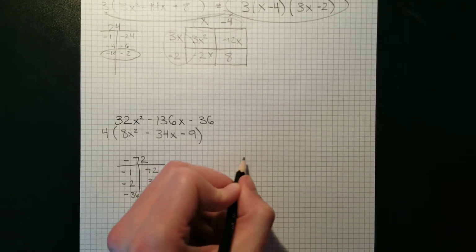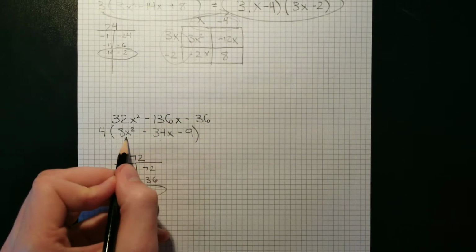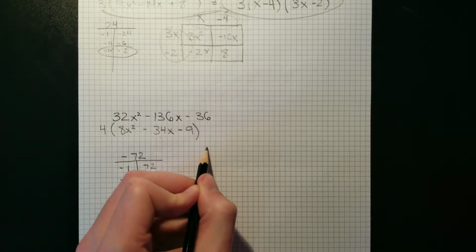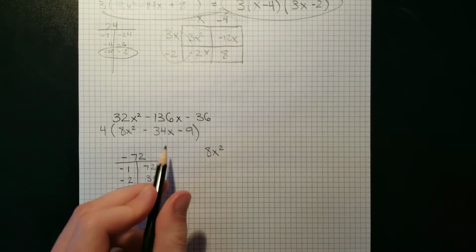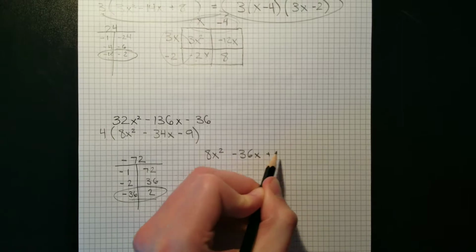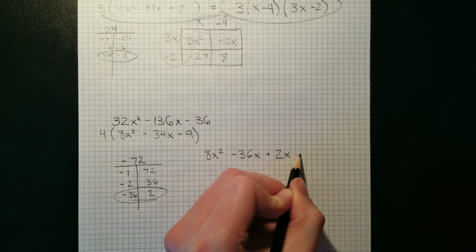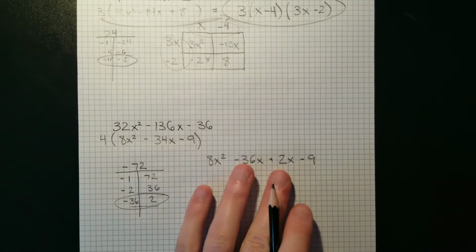So we have to arrange this. We're going to use factoring by grouping this time. Again, I'm going to take my 8x squared. Remember, I use these two numbers to split up that middle term: minus 36x plus 2x. And then I have the minus 9, so I keep that. So I've split the middle up.